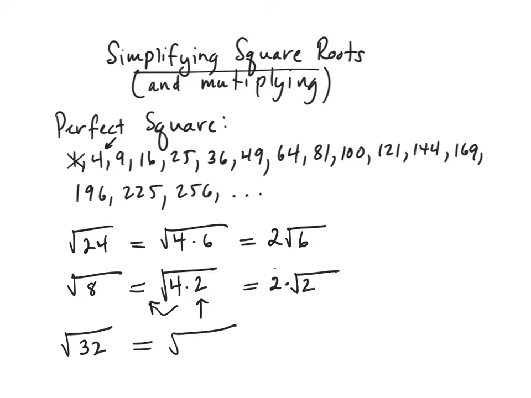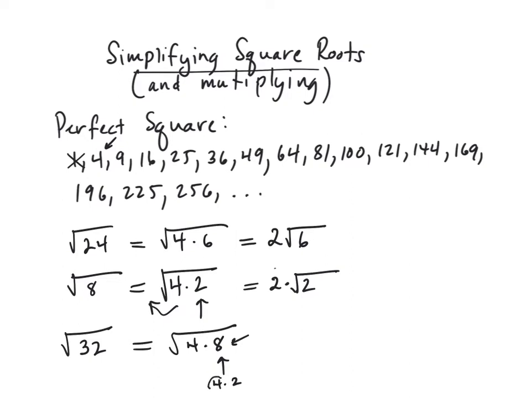Now you might immediately go to 4, because 4 times 8 is 32. The issue is, if you look at 8, there's still a number on this list of perfect squares that divides evenly into 8, and that would be 4. 8 is 4 times 2. Whenever the number remaining still has a perfect square in it, you know there's a larger perfect square.